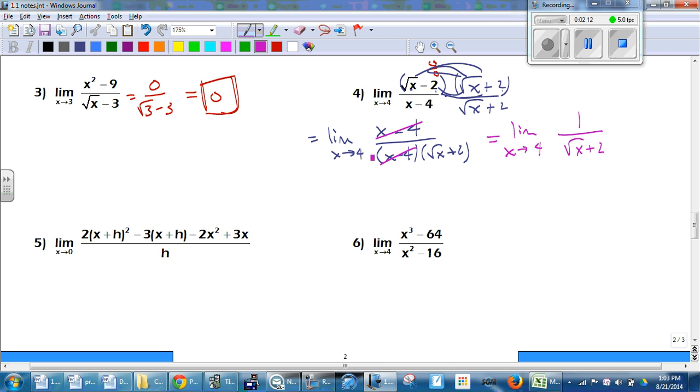Now that they're gone, we can use direct substitution. Put 4 in for x. We get 1 over square root of 4 plus 2, which just gives us 1/4.